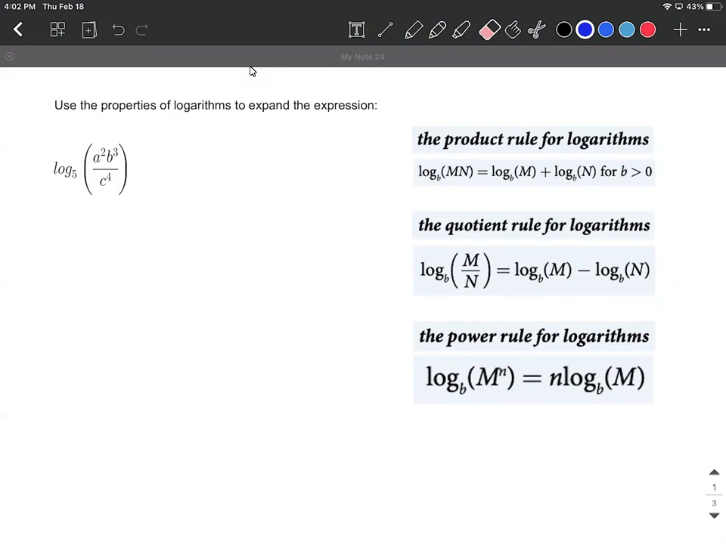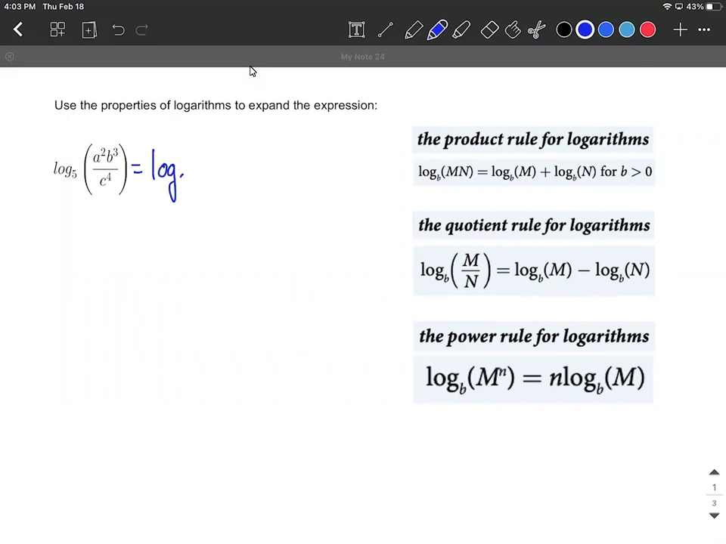In this case, the first thing that I notice with our expression is that we have a fraction. So we can use the quotient rule to split this apart, basically. So you can see from the quotient rule, what's going to happen is the entire numerator is going to go inside its own logarithm. It's going to be positive out in front. The entire denominator is going to go in its own logarithm, but it'll be a subtraction or negative out in front. So let's do that first, and then we can see where else we can expand.